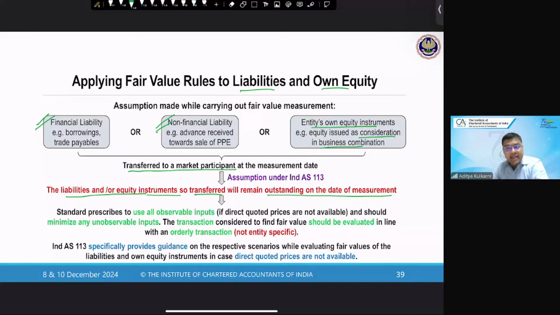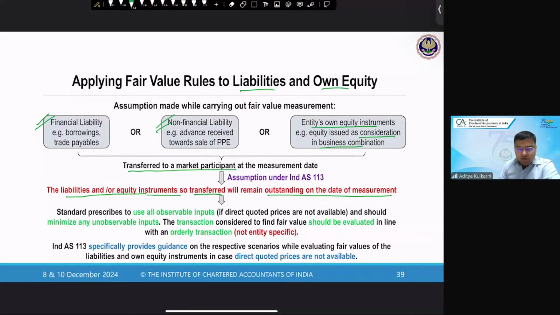They may not be there in my books, but they will definitely be a live value in respect of these liabilities and or equity values. Is it okay? Yes? Yes, sir. Value rahega inka.